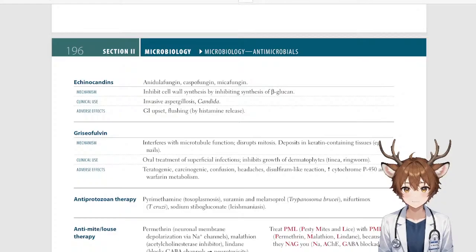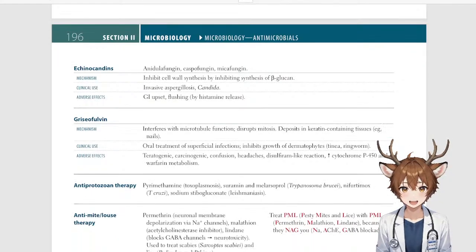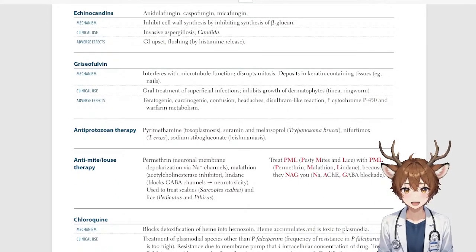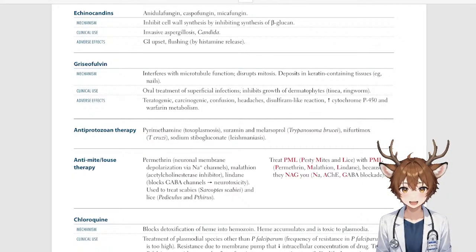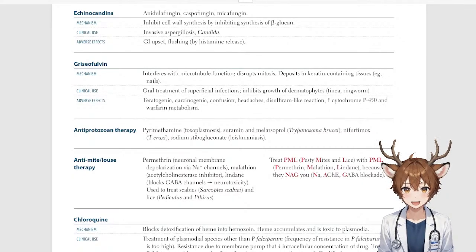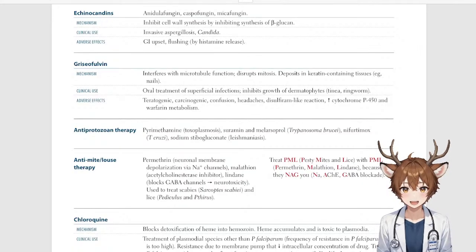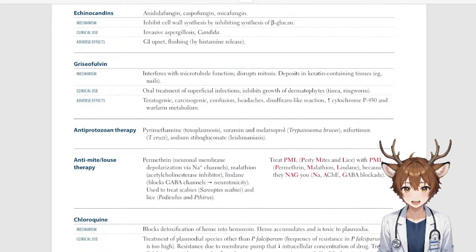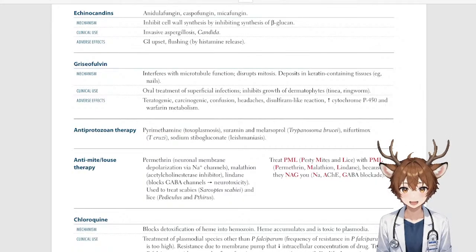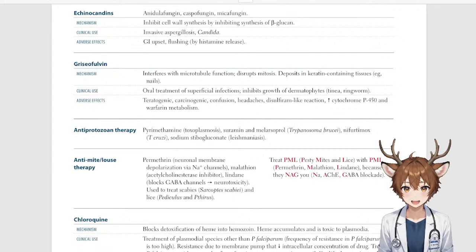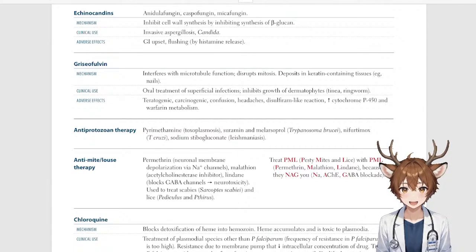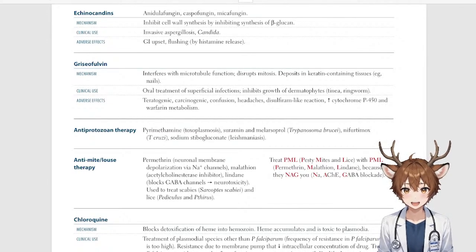Okay. What about antiprotozoal therapy? Antiprotozoal therapy: pyrimethamine and sulfadiazine for toxoplasmosis, suramin and melarsoprol for Trypanosoma brucei, nifurtimox for Trypanosoma cruzi, sodium stibogluconate for leishmaniasis. Okay, very rapid fire, kind of. That really doesn't explain exactly what each of those does in terms of mechanism, but whatever.